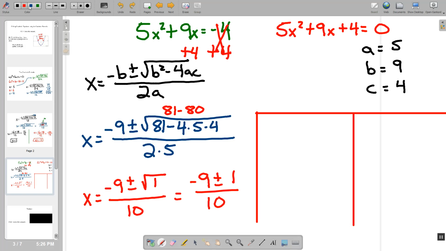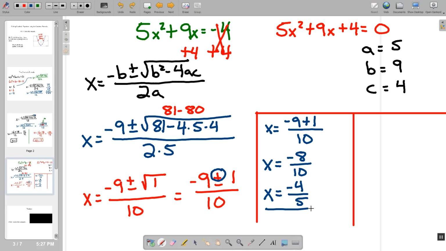So we're going to do the positive number here on the left. So we get x is equal to negative 9 plus 1 all over 10. This is negative 8 on the top. Negative 8 tenths simplifies to negative 4 fifths. So there's my fraction answer. The decimal answer would be negative 8 tenths.